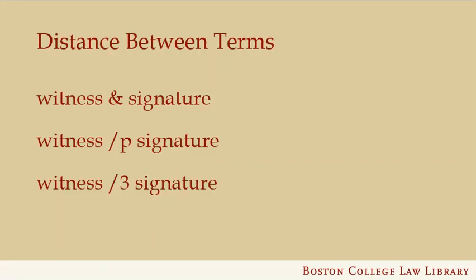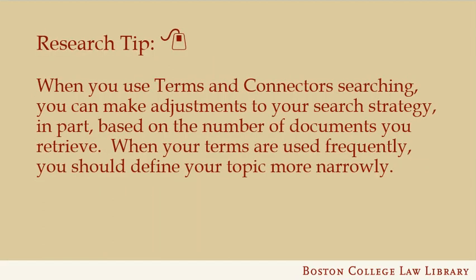What is the ideal distance between search terms? It really depends. If you are looking for any case that mentions a witness and a signature, use the AND connector. If you are looking for cases that discuss a witness's testimony and talk about that witness's signature, maybe the same sentence or same paragraph connector might be more useful in eliminating irrelevancies. And if you're looking for something about a witness to a signature, it might be best to have it within a few words.